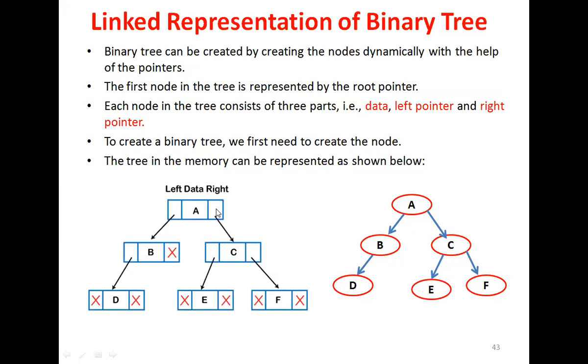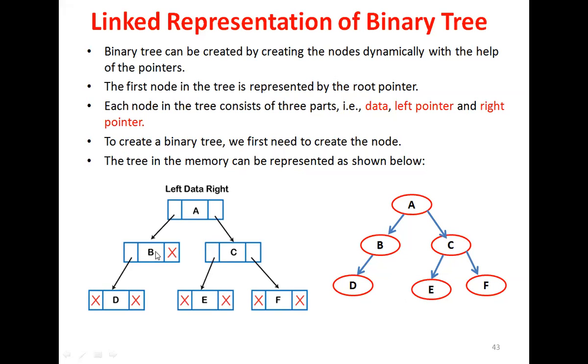Okay, so here we have a pointer to this node, and here we have a pointer to this node. Now see, this node B has only one left child. It does not have any right child. And if there is no right child, then that field will contain a null value.